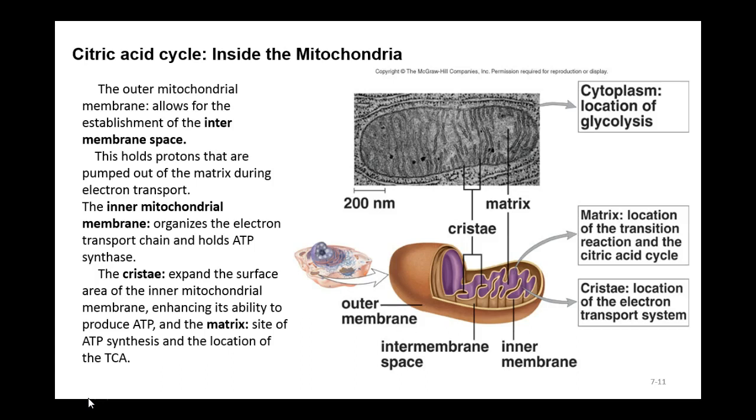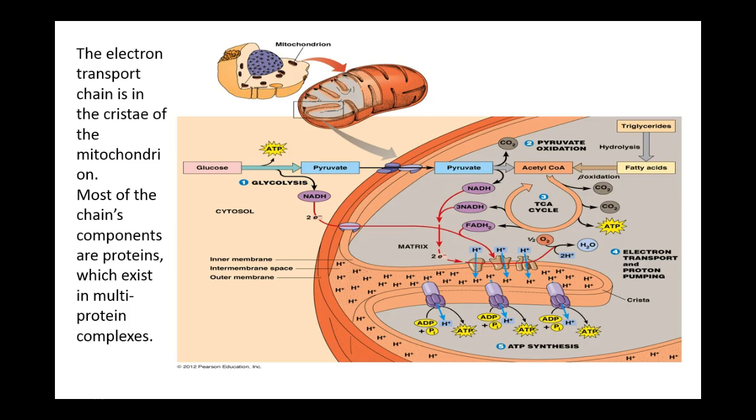The matrix is the location of the reactions of the citric acid cycle, and the cristae is the expanded surface of the inner area of the inner mitochondrial membrane, which helps its ability to produce ATP. The matrix is the site of ATP synthesis, also the location of the Krebs cycle or the TCA cycle. In terms of the electron transport in the cristae, most of the components are these protein complexes, and this is just a little bit of information here.